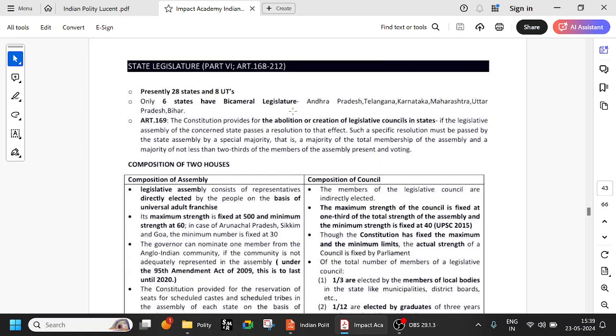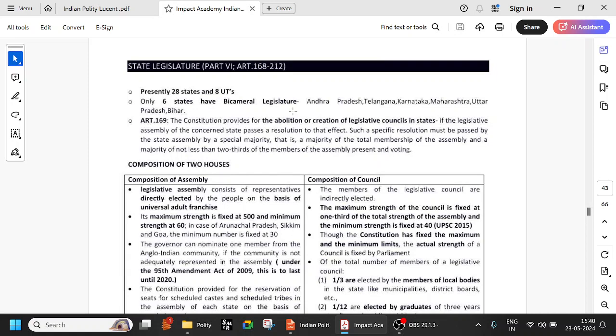If you become part of the legislative assembly, then you are called the MLA, and if you become part of the legislative council, then you become an MLC. I mean talking in common terms. Not every state has this bicameral system, that is both council and assembly. Only 6 states have bicameral.